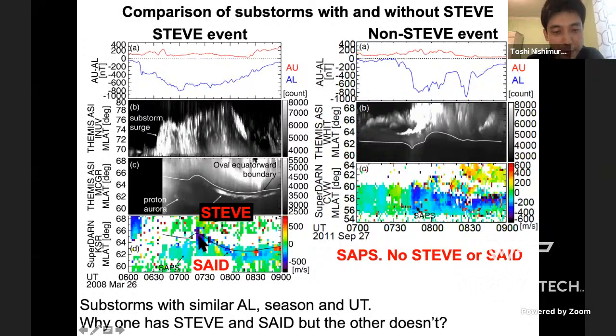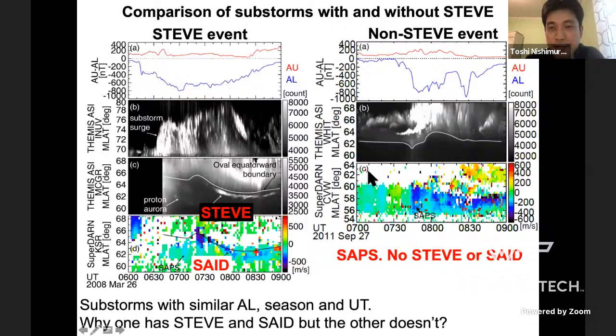For this particular event, we had pretty good SuperDARN echo coverage throughout this substorm event. We know the SAID started somewhere around here, and that's right before this intense STEVE event showed up.